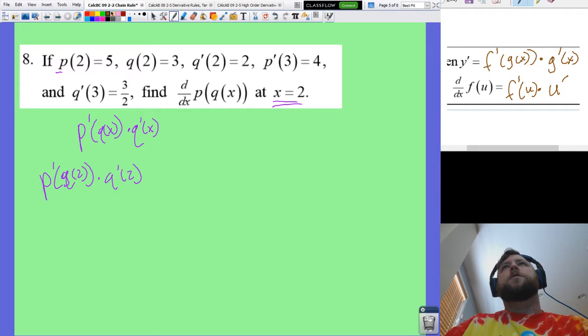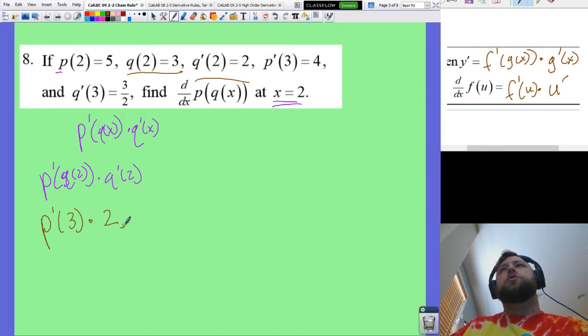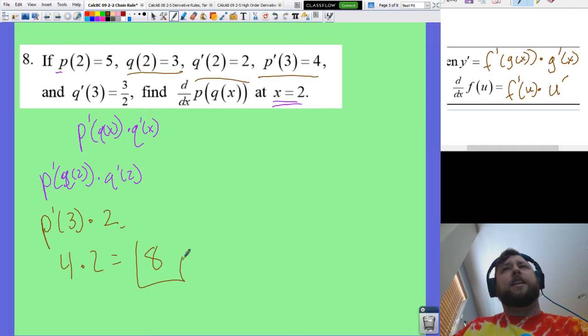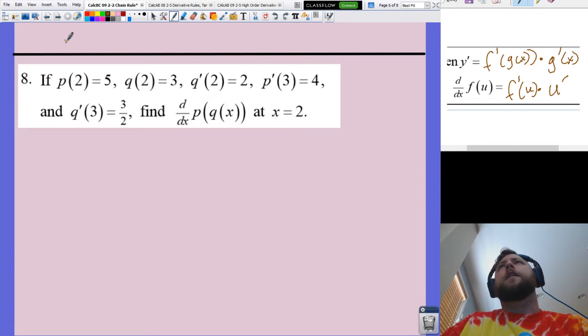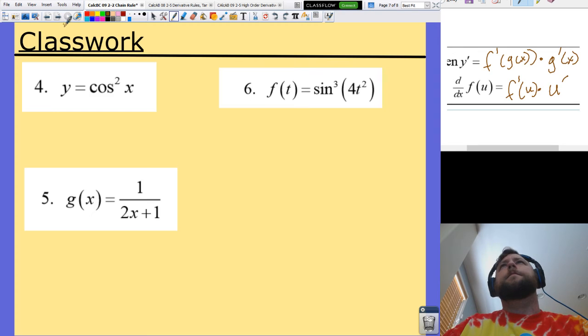So what we're really trying to find is p prime of q of 2 times q prime of 2. So what's q of 2? Well, q of 2 is 3. So this is going to be p prime of 3 times q prime of 2. What's q prime of 2? We decided up here, q prime of 2 is 2. So p prime of 3 times 2. Well, p prime of 3 is 4. So this just becomes 4 times 2. So my answer is 8. This is like understanding the concept behind chain rule, not having to actually do a bunch of derivatives. All right, and we're done.